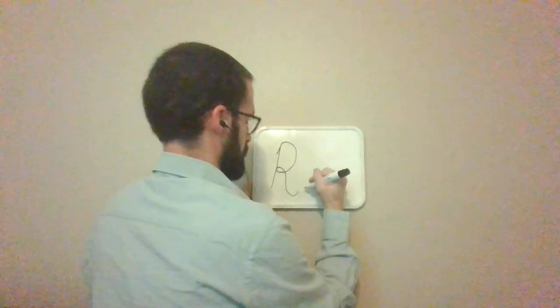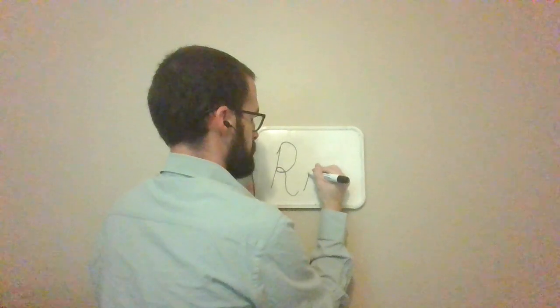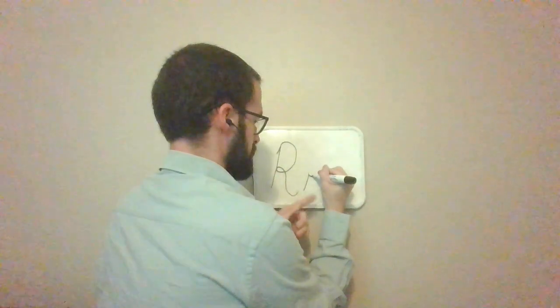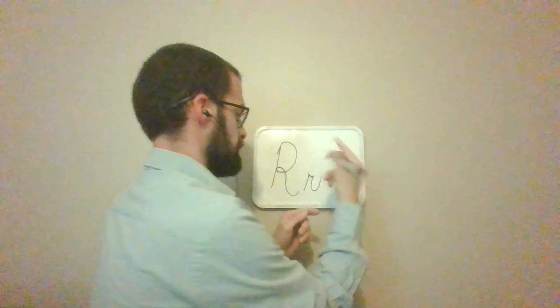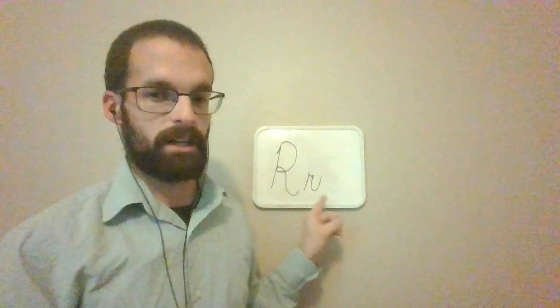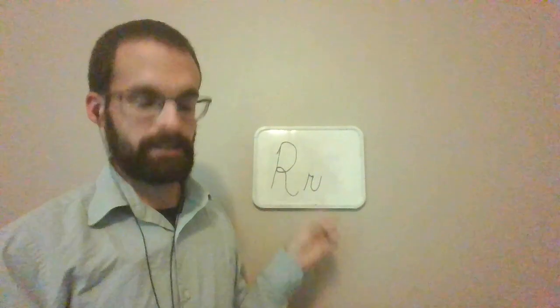Let's do the lowercase r. Come up. A little indentation like that. And just make a little swirl like that, and you got yourself an r. So here's the uppercase and lowercase R.